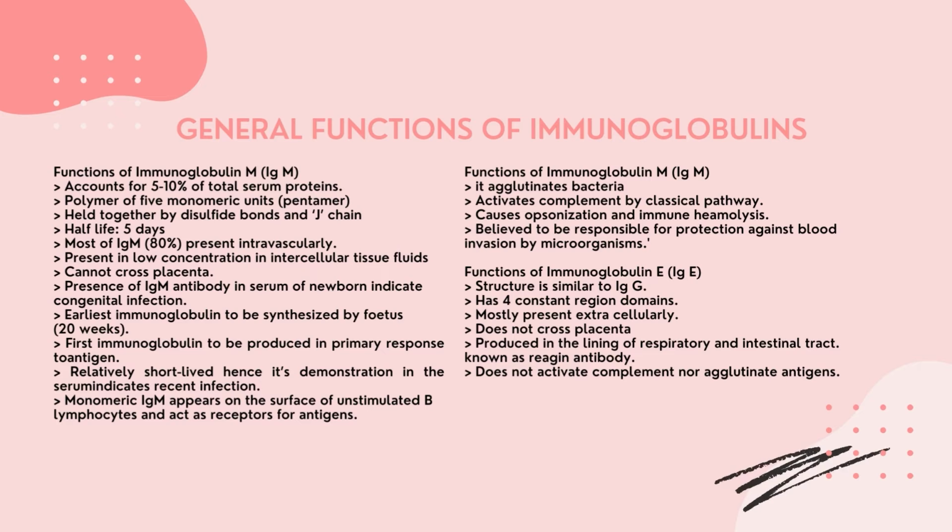blood invasion by microorganisms. Functions of immunoglobulin E, IgE. Structure is similar to IgG. Has 4 constant region domains, mostly present extracellularly, does not cross the placenta. Produced in the lining of the respiratory and intestinal tract, known as reaginic antibody, does not activate complement nor agglutinate antigens.